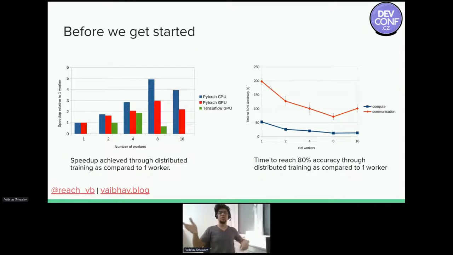What you see on the right is that as we increase the number of workers, we were able to reach 80% accuracy for our particular benchmark faster. For one worker, this was about 50 units of time, whereas for 8, this was roughly about 15 or 16, and so on. So this effectively helps us understand that we do not really want to run our experiments on just one machine, and if we have the capability to run them on multiple machines, then we should.